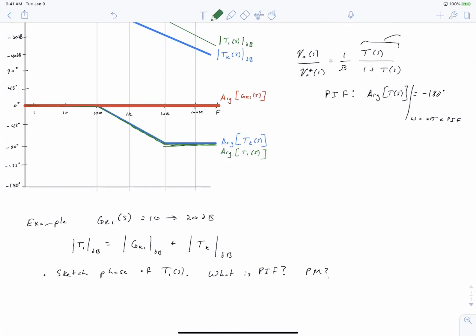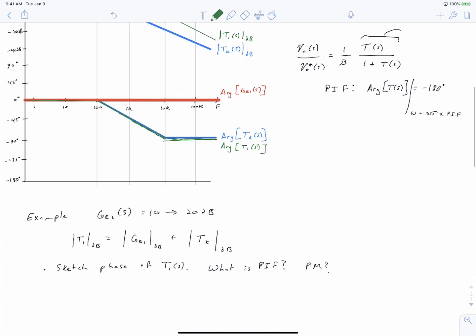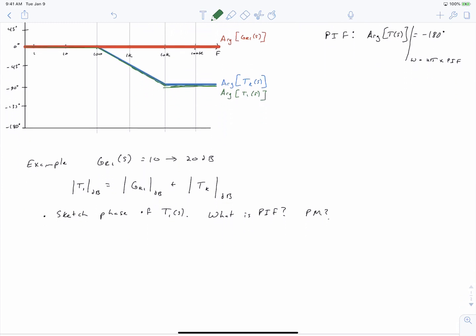And so what is the phase inversion frequency? It does not exist. The phase never hits the negative 180 degree point. What is the phase margin? Well, the phase margin does exist. That is the angle between negative 180 degrees and the argument of your loop gain. That is your phase margin. So that is 90 degrees. So this is a plausible regulator.